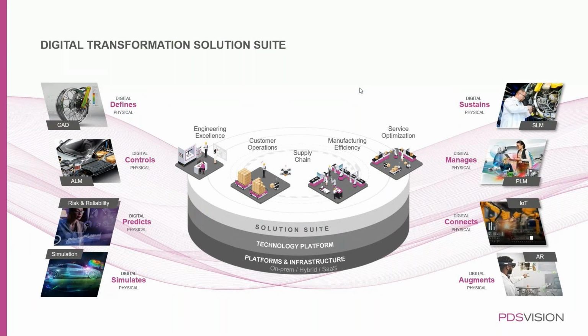So you have the CAD, which defines the digital. You also have the ALM, which is documents. You have the risk and reliability simulation, SLM for service, PLM, which we're going to talk about, IoT, as well as augmented reality. All those different things come together to make sure that everything is communicating in real time with everyone at the same time. So it's very important that as we're going through, we are transitioning from physical thinking into digital thinking, and how we can tie all those different pieces together.